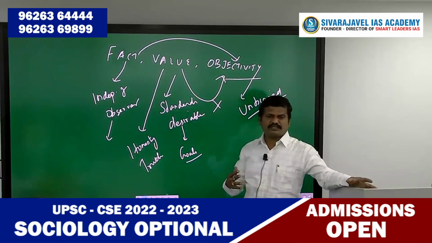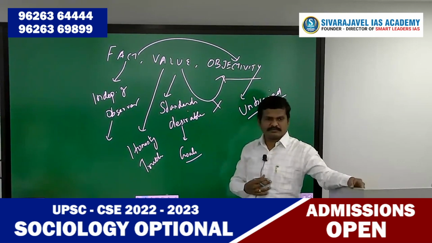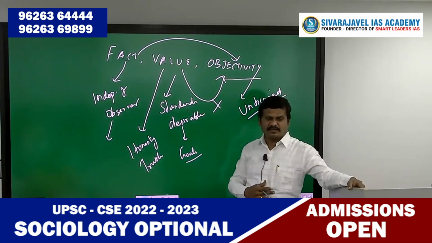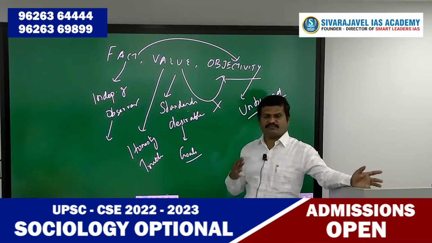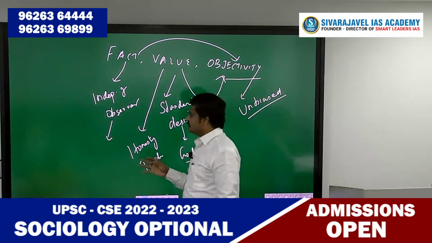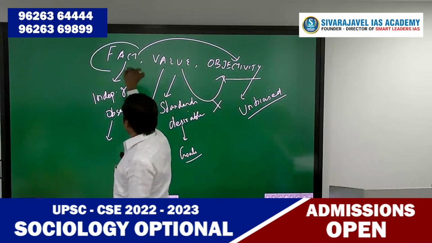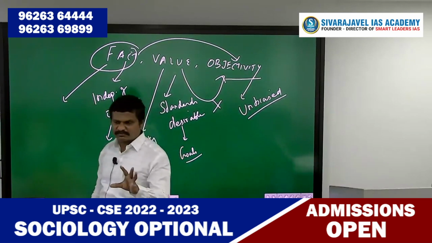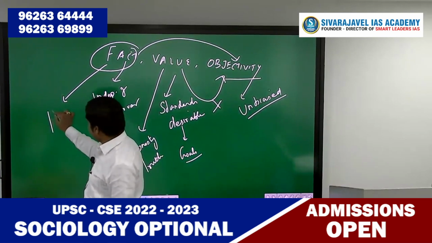Now sociologists are divided. One group of sociologists will tell that sociology studies only fact, so it has to be objective. Who is that sociologist? Sociology studies fact, so it should be objective. Who says this? Positivism or non-positivism? Yes, positivism.